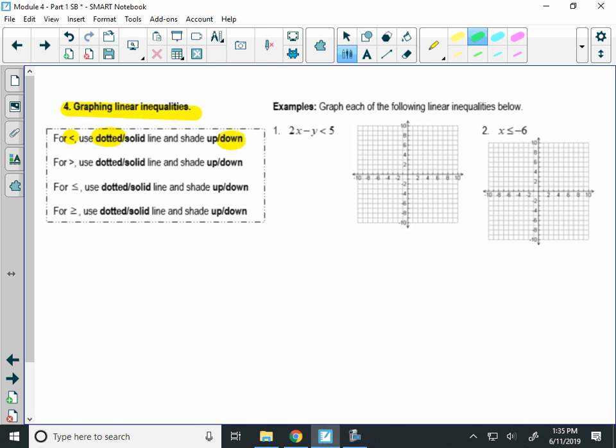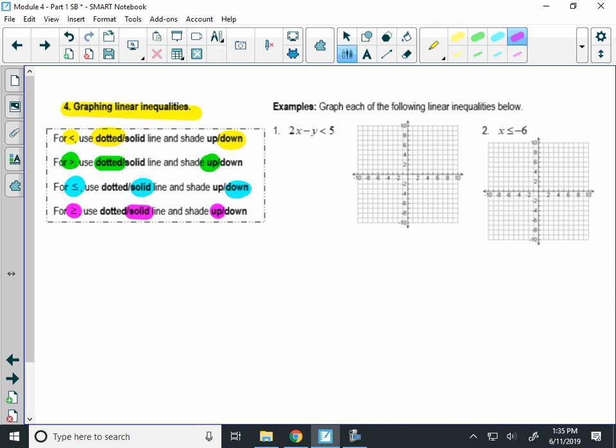For the greater than symbol, you're also using a dotted line. They're strict inequalities. But the greater than, you're going to shade above or up over the line. For less than or equal to, when there's a line underneath, you're going to use a solid line, and less than means shade down. And finally, for greater than or equal to, you're going to use a solid line, and greater than means you're going to shade up. So use those to help you pick what you're going to do in each of these problems.